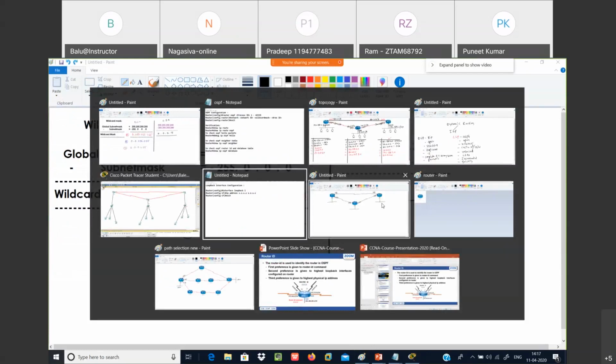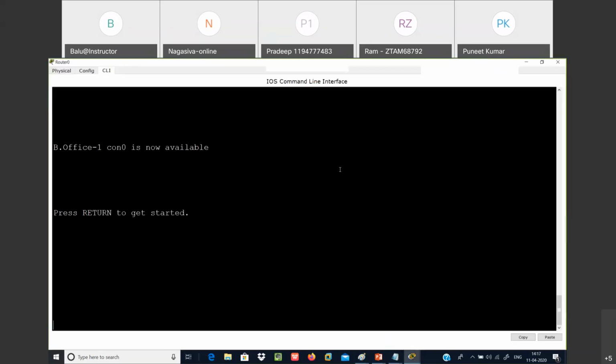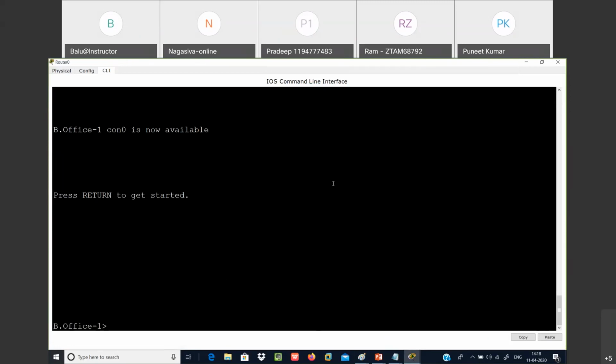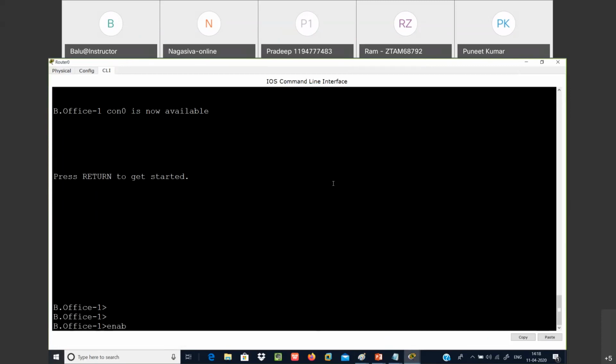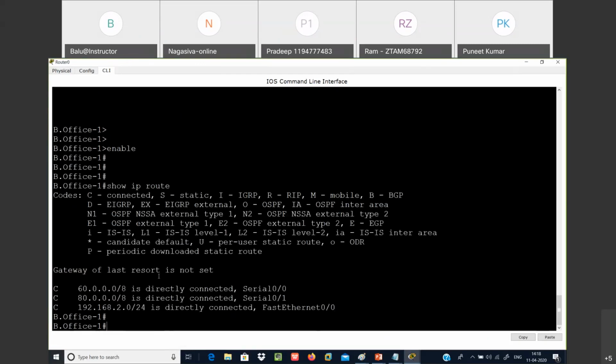Today let me continue with OSPF only. Let me configure OSPF first in this router. I'll show you the OSPF configuration once again. Try to concentrate on it. Enable, show ip route command. I can get three directly connected networks here. So by seeing this information, I can easily configure OSPF.